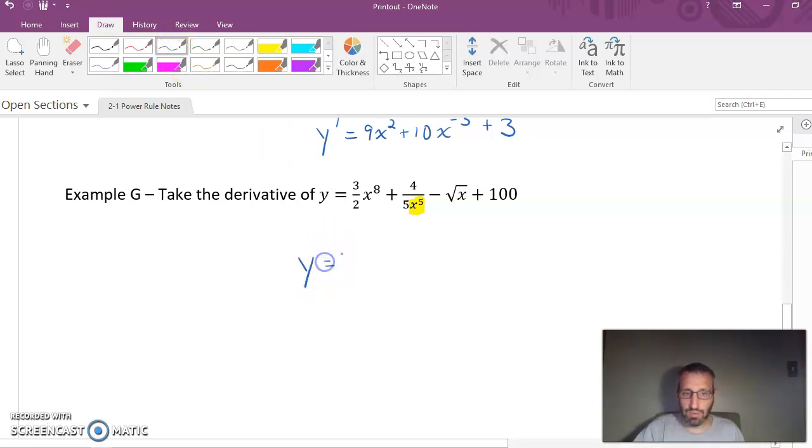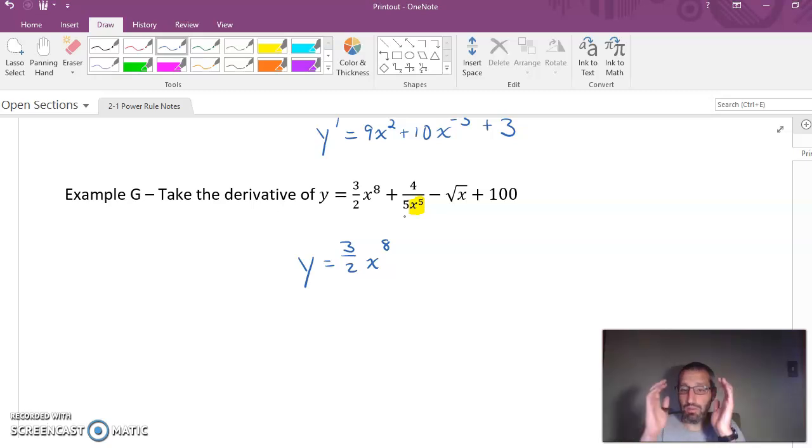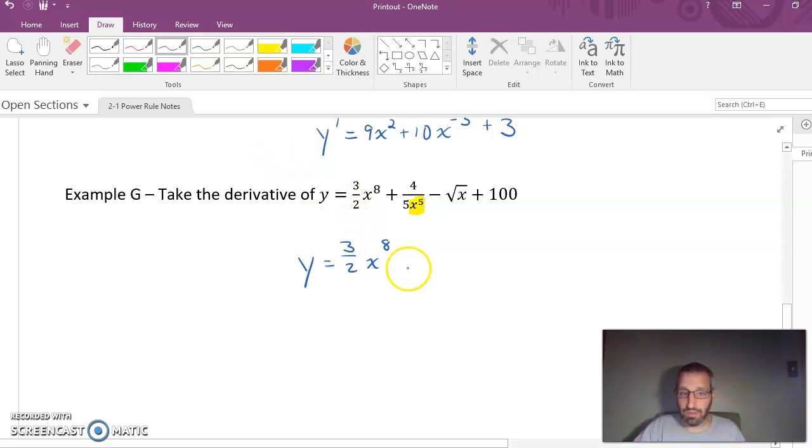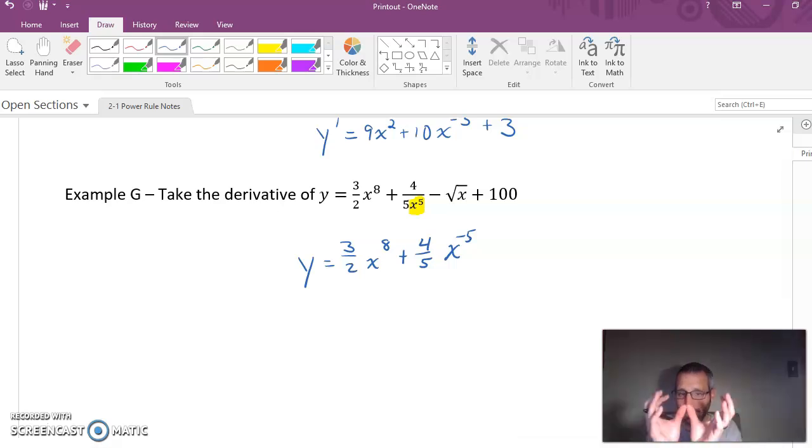So it's y equals, I'm going to keep 3/2 x to the 8th, right? I'm not changing that. And that highlighted yellow is the only thing that's moving, right? That 5 isn't being taken to the 5th power, right? If it was, we would have thrown it in parentheses. So I can rewrite that as plus 4/5 x to the negative 5th power. Okay? Now, I took that negative 5th power and didn't put it in the top part of the fraction. But, like, it's a multiplication problem, right? So we're good.